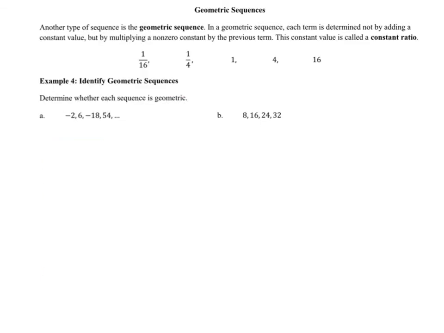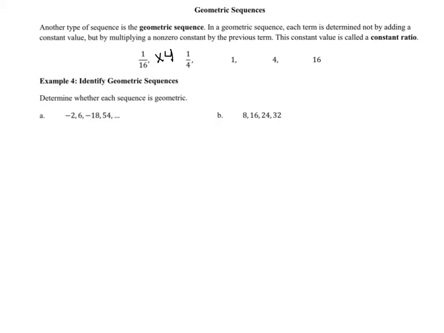Another type of sequence is the geometric sequence. In a geometric sequence, each term is determined not by adding a constant value, but by multiplying a non-zero constant by the previous term. This constant value is called a constant ratio. So here, instead of thinking what are we adding to get to the next term, we're thinking what are we multiplying. And in this case, we're multiplying by 4 each time.